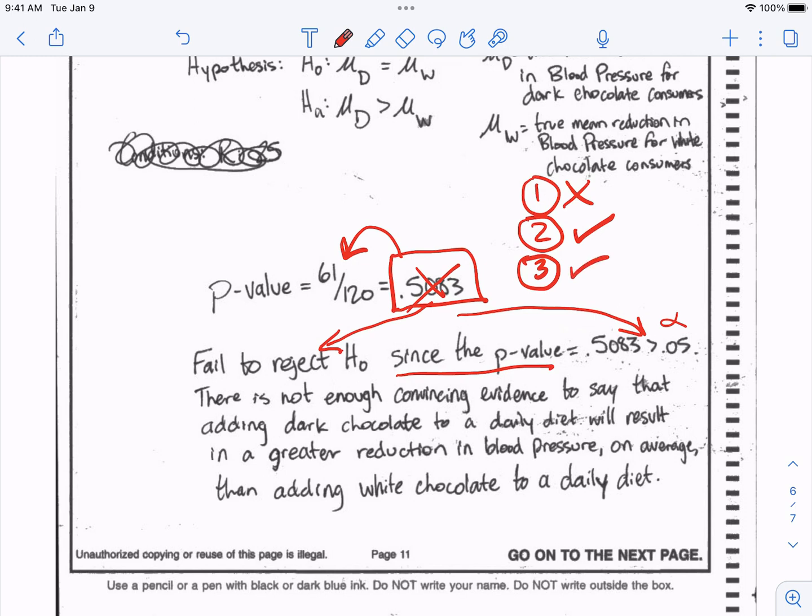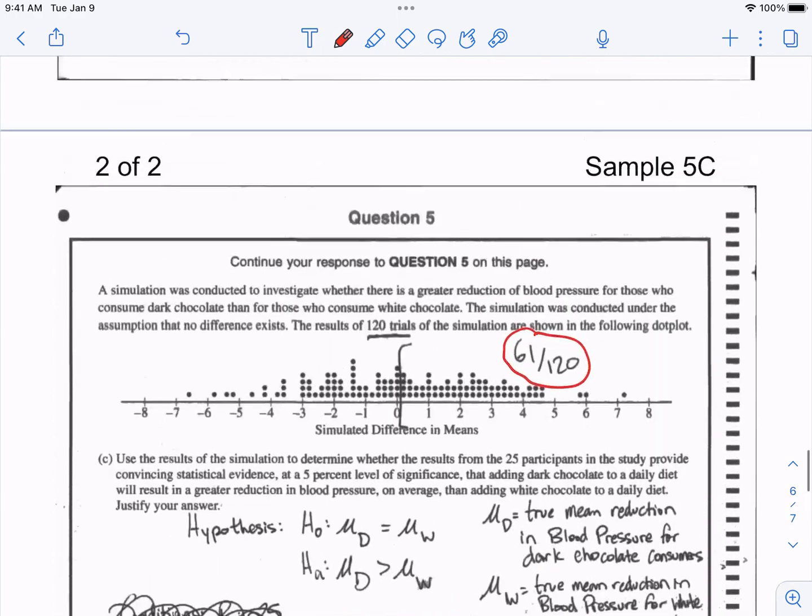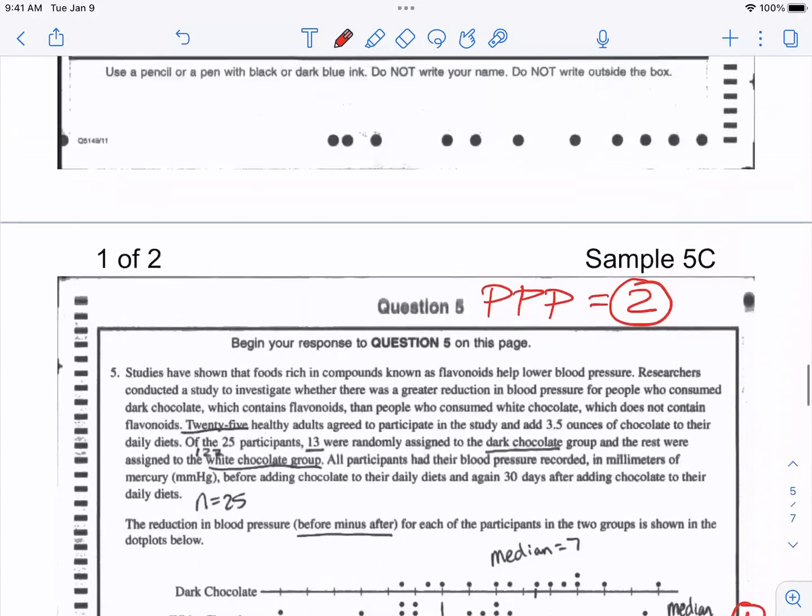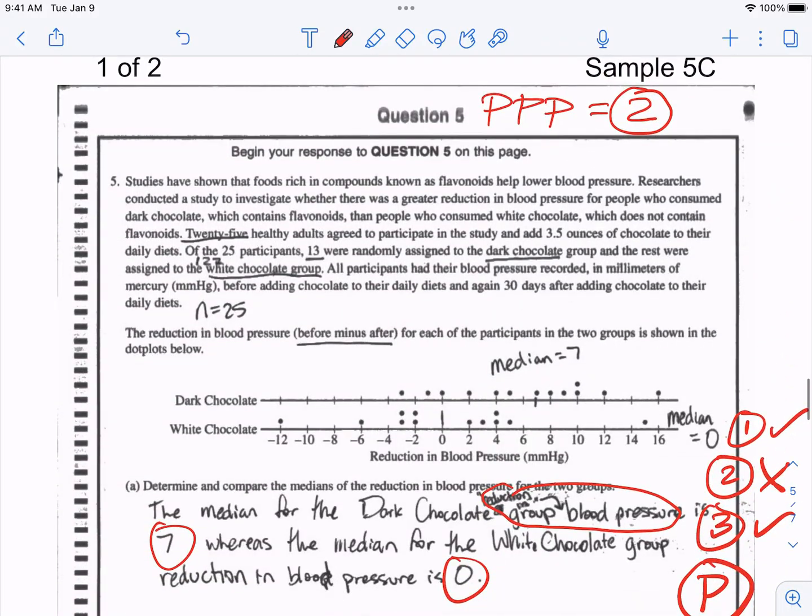So believe it or not, they ended up getting 3 out of the 4 pieces on this problem, even though they did not calculate the p-value correctly. So this student, 3 pieces out of 4, is still a partially correct answer. And so that's why they ended up getting 3 P's, which is a 2.